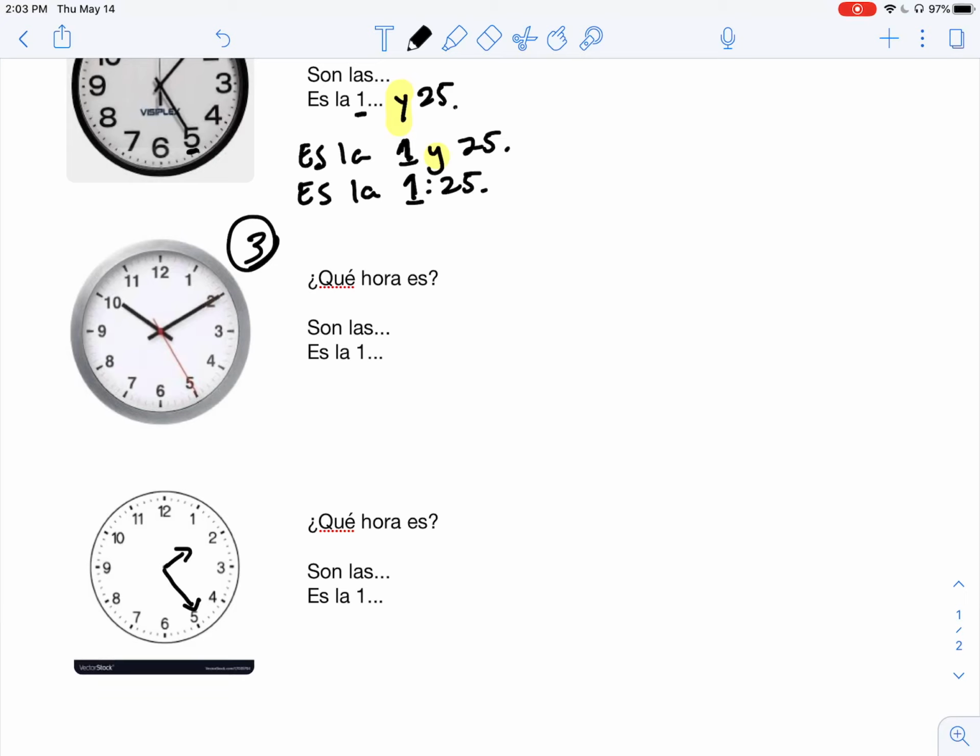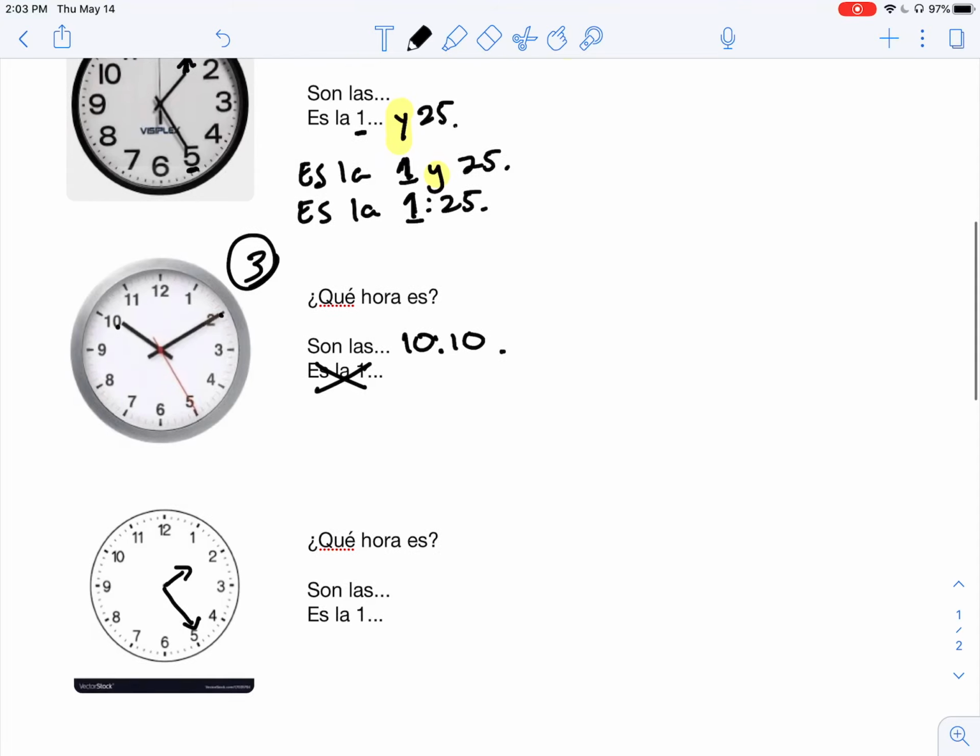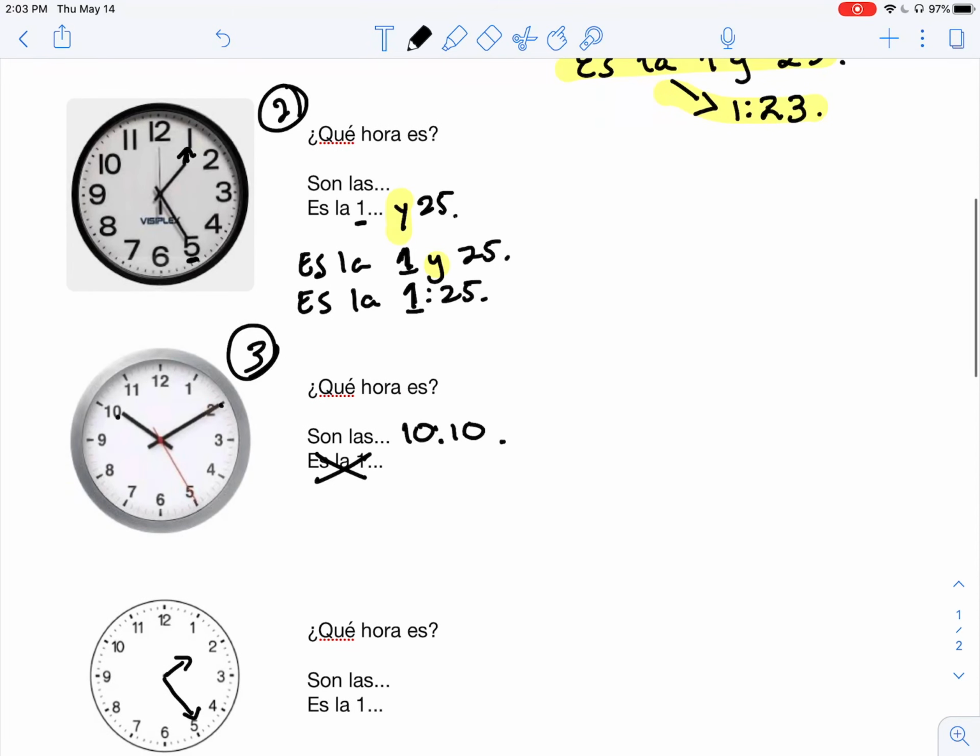All right, let's take a moment to practice on this next one, número 3. ¿Qué hora es? Son las or es la? That's right, son las. Son las 10:10. ¿Sí? Son las 10:10. We don't need es la here because son las 10. ¿No? Let me go back up here, número 2. We don't need son las there because it's es la 1:25.